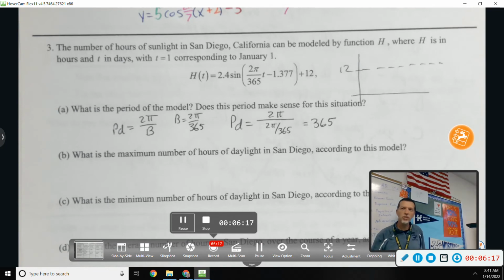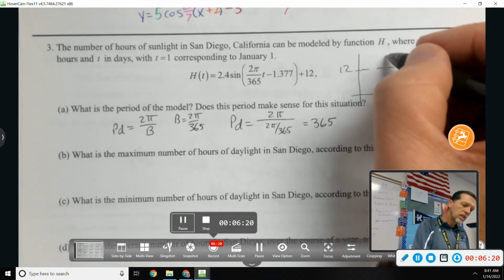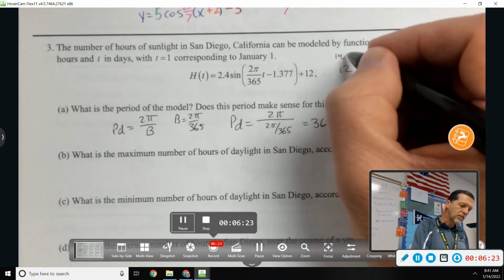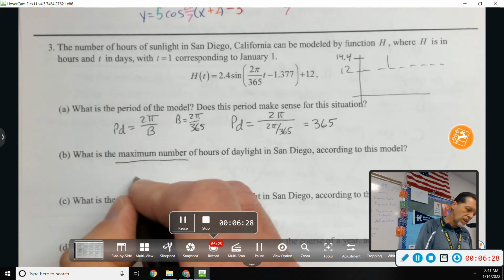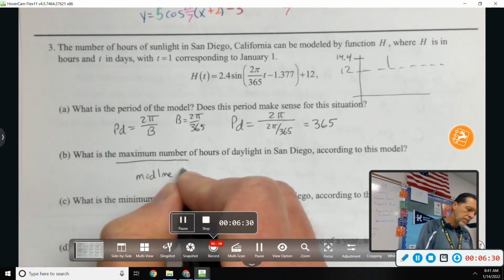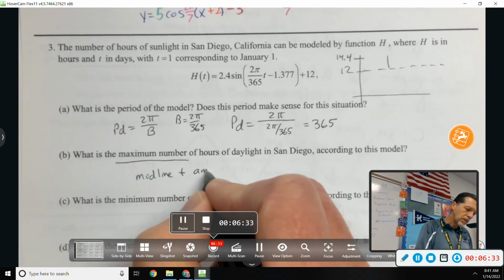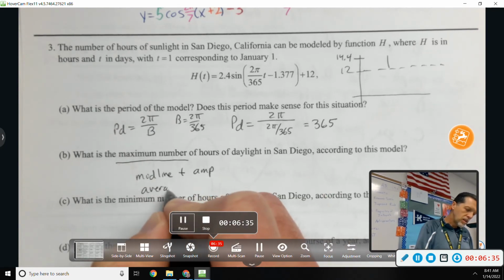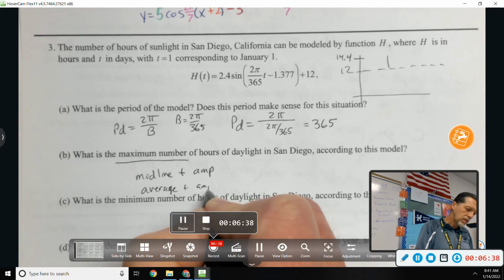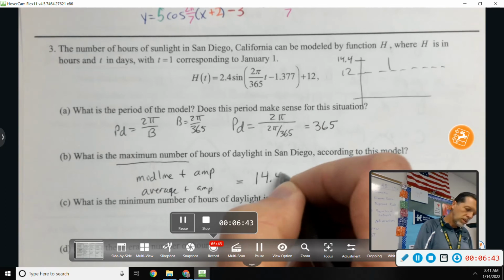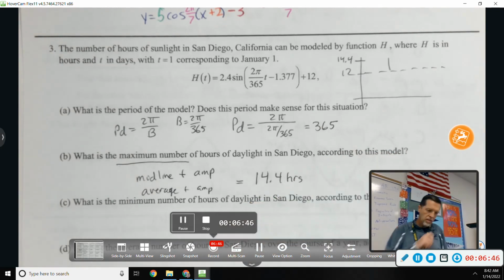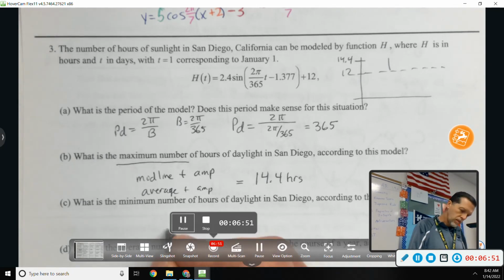The amplitude's 2.4. So the maximum, I don't know where it happens, but it's 14.4. So the maximum number of hours is the midline plus the amplitude, 12 hours on average plus the amplitude, 14.4 hours. What's the minimum number of hours of daylight in San Diego? That's 9.6. Quick math.